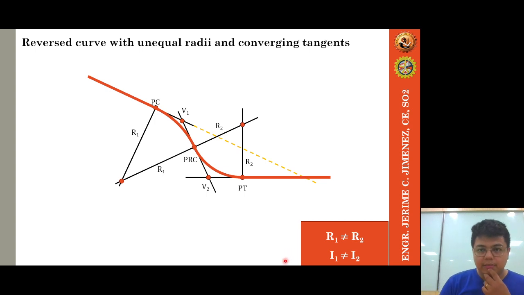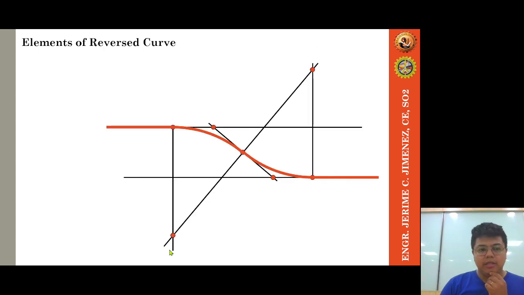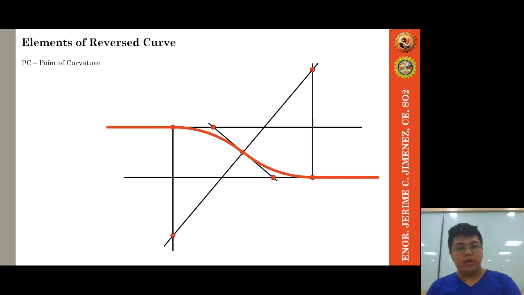Okay, so let's proceed naman sa elements of the reverse curvature. So, meron tayo dito mga elements na siguro babalikan na natin or i-refresh lang natin. Okay? So, we have here the PC or the point of curvature. So, based on our definition of PC, this is where the curve begins. O, dyan magsisimula daw po yung curvature natin. Okay? Next, we have the point of tangency or PT. So dito naman po nag-e-end yung ating curvature.